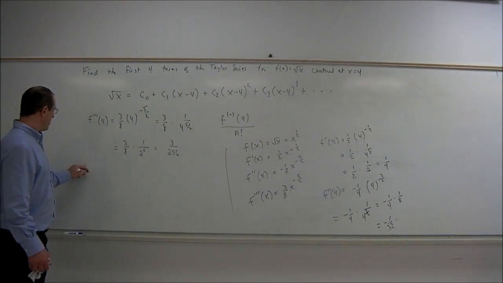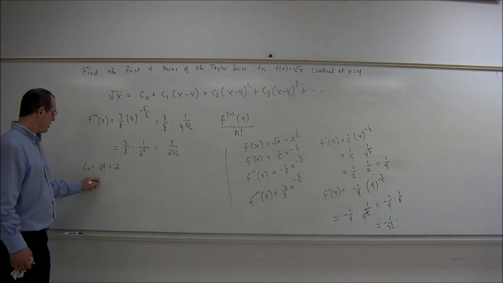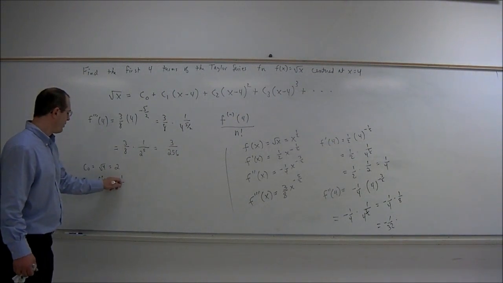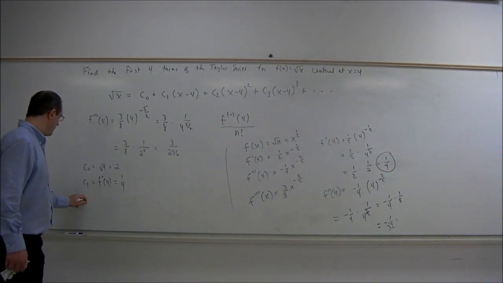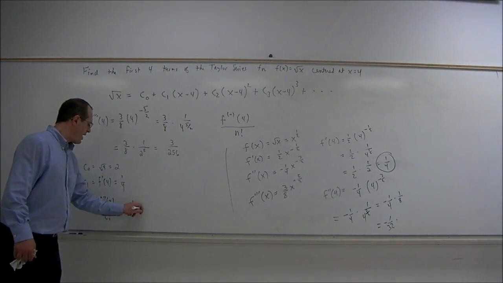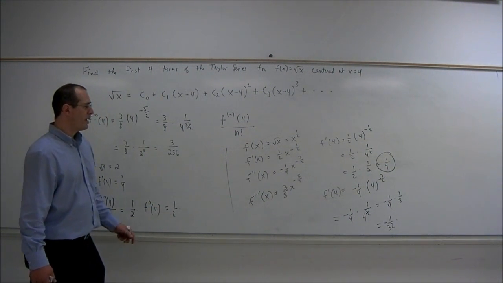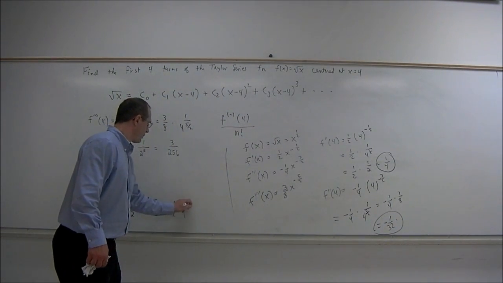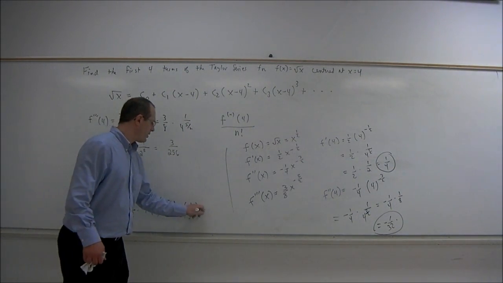Now for the coefficients, we already determined that c0 was the square root of 4, which is 2. c1 is f prime of 4, and that is 1/4. c2 is f double prime of 4 over 2 factorial. That's the same as 1/2 times f double prime of 4, which was negative 1 over 32. So 1/2 times f double prime of 4 is negative 1 over 64.